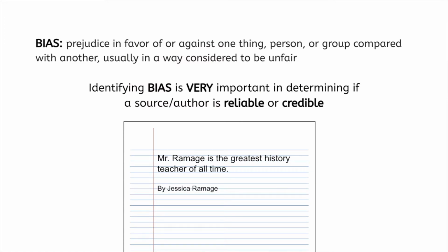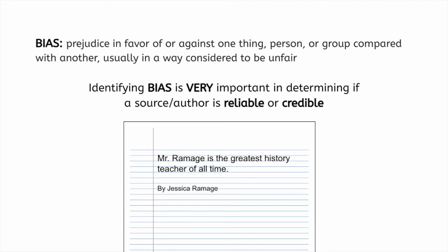We also need to talk about bias. Bias is prejudice in favor of or against one thing, person, or group compared with another, usually in a way considered to be unfair. Okay? Another way to say that is bias is favoritism, in favor of something or against something.